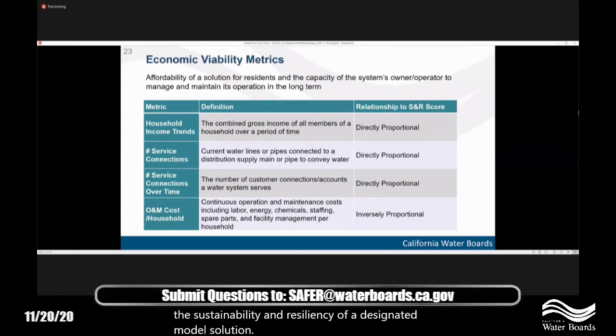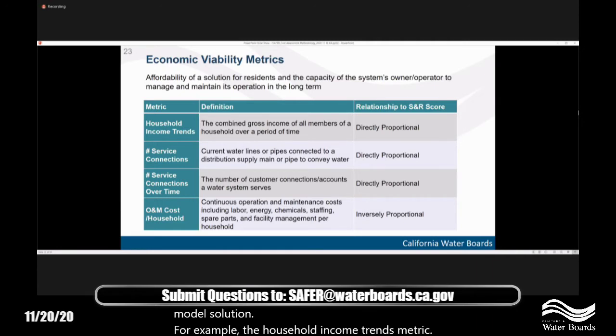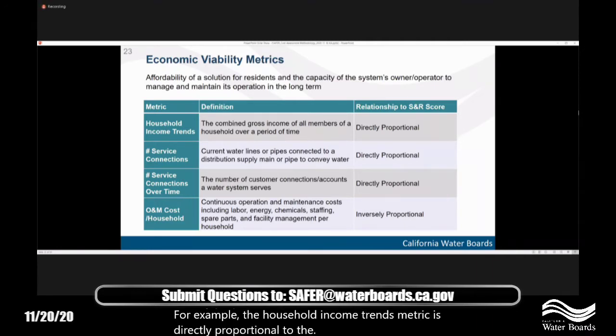So for example, the household income trends metric is directly proportional to the overall sustainability and resiliency score, since higher incomes contribute to the ability to afford a potential treatment solution over the long term. In more straightforward terms, if you have increasing household income trends, or for that matter, a higher number of service connections, then you're going to get a higher sustainability and resiliency score overall.